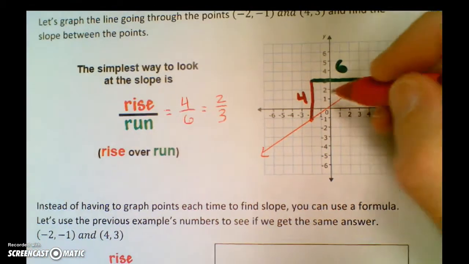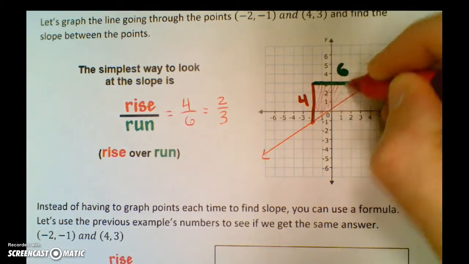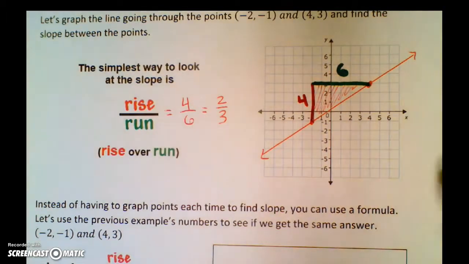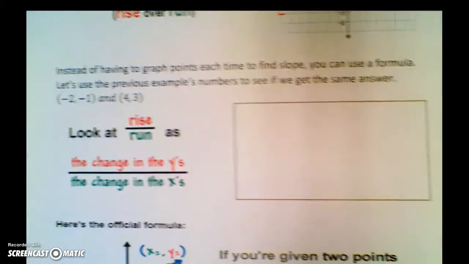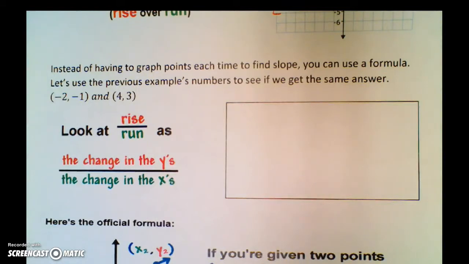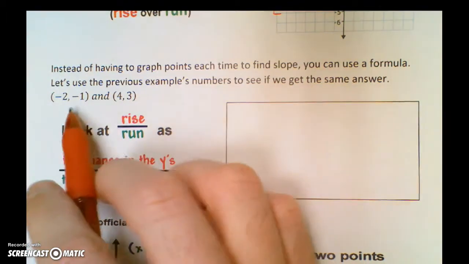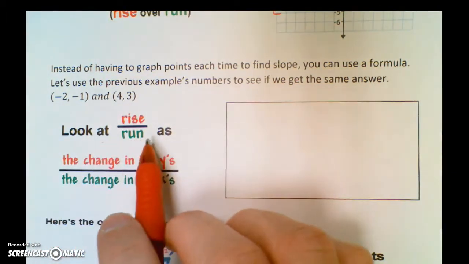Okay, so that was one way of doing slope, using a slope triangle. That method always works. You can always use the slope triangle if you want to. There is a shortcut though, so let's look at the next part. Instead of having to graph points each time to find slope, you can use a formula. Let's use the previous example's numbers to see if we get the same answer. So we're using these same coordinates, and we're going to look at the rise over the run.